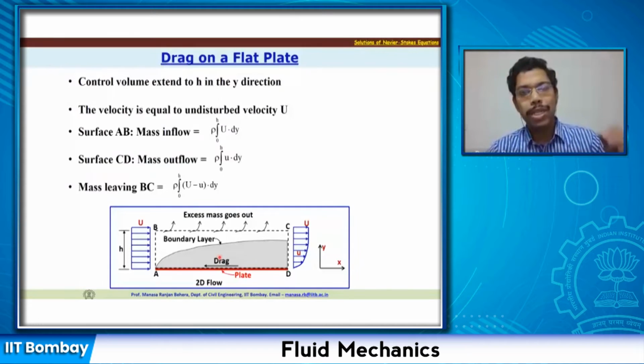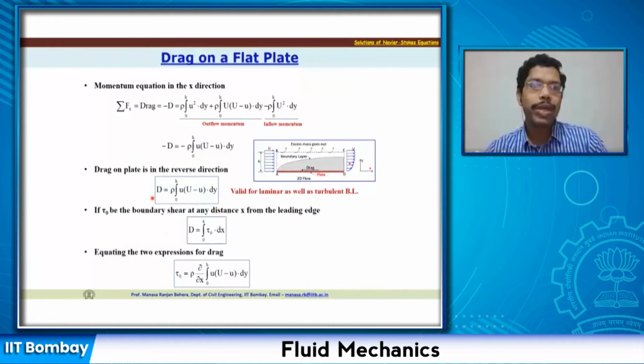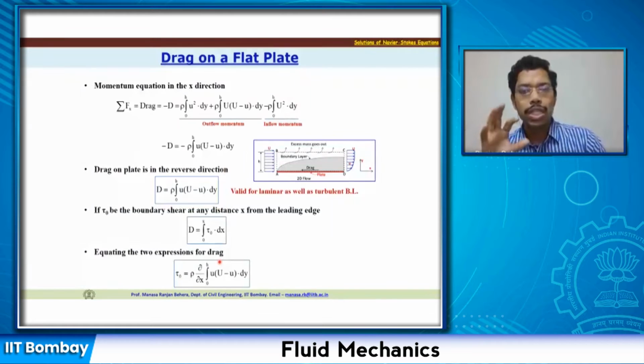All right. So based on these concepts, we found that through surface AB there is a mass inflow, through CD there is a mass outflow, and again there is a mass outflow or mass leaving through the surface BC. So when we considered all this and calculated the outflow momentum minus inflow momentum, we could finally derive the drag force, and from the drag force we could also derive the shear stress, that is tau 0, along the wall of the plate, or the plate surface. Okay, so this is what we could derive.